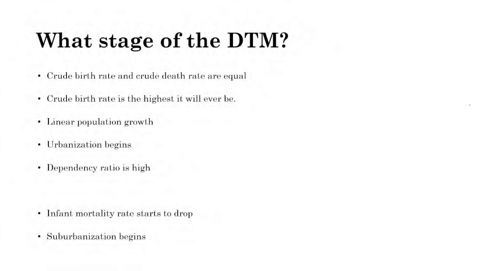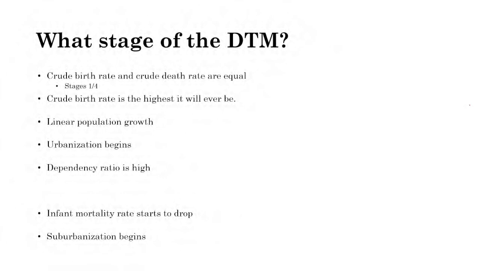What stage of the DTM best fits this description here? We're just going to say the stage number. We don't have to give the name. So crude birth rate and the crude death rate are equal. This is when the natural increase rate is really low because the births and deaths are canceling each other out. So that's going to be stages 1 and 4.